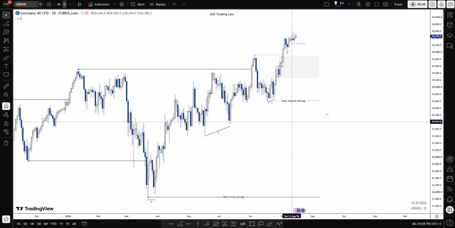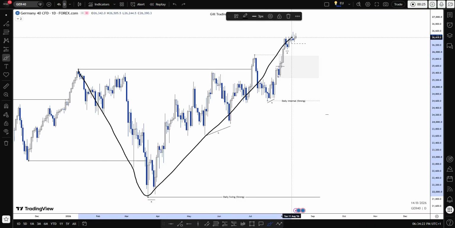So on today's video, I'm going to be doing a pre-session analysis on the DAX. As you can see above here, it's German 40, the DAX. And I'm going to start from the daily time frame. On the daily time frame, this is the swing structure. That is my swing range, where this is my strong swing low.